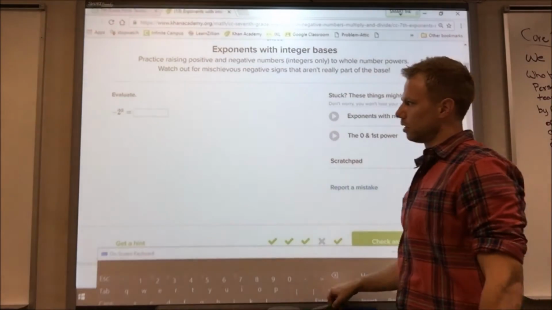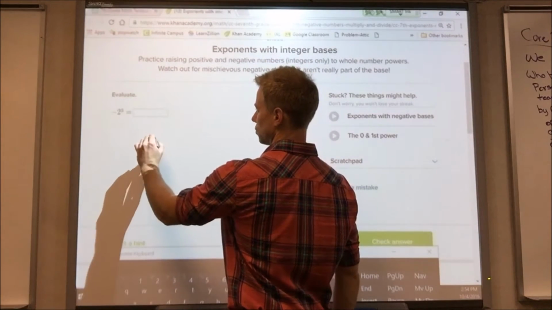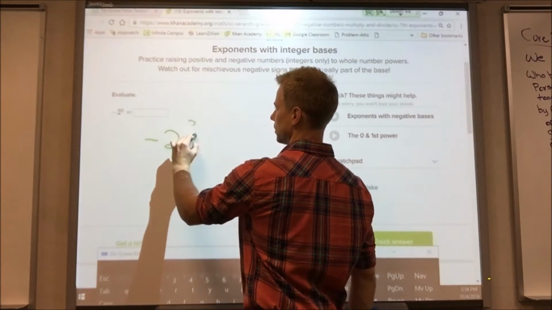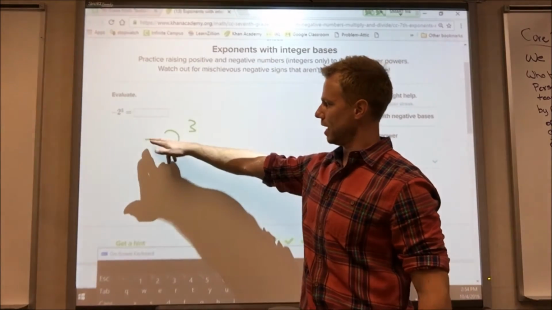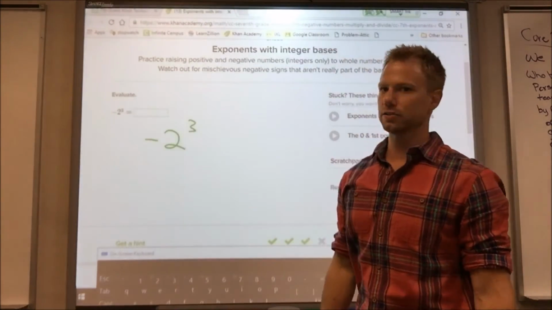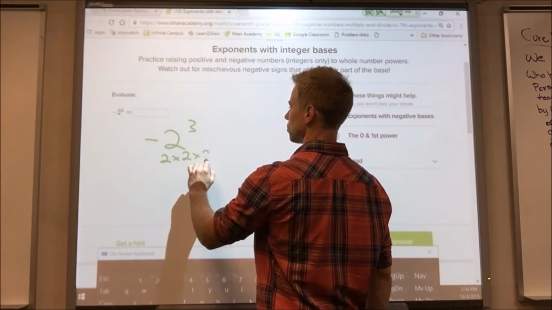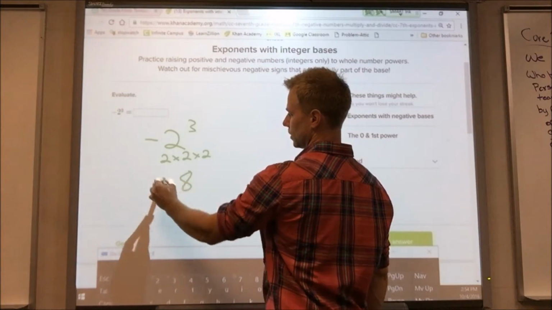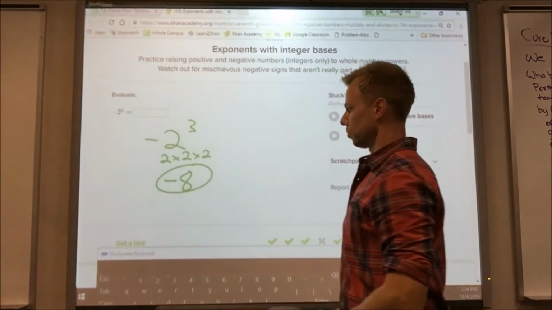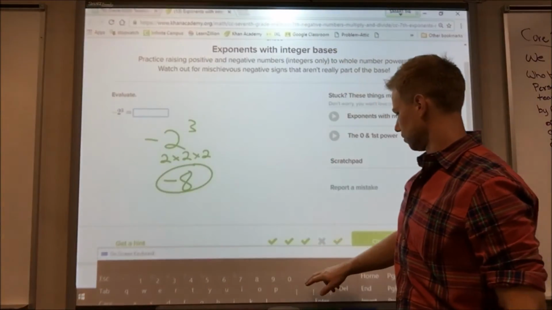Okay, the next problem, again, we don't have parentheses, so we're going to do 2 cubed. The problem is -2 cubed. We're going to do 2 cubed, and then on the end, we'll put the negative on our answer. So 2 cubed is 2 times 2 times 2. 2 times 2 is 4 times 2 is 8. Then we take that negative, and we put it onto our answer on the end. So it becomes -8.